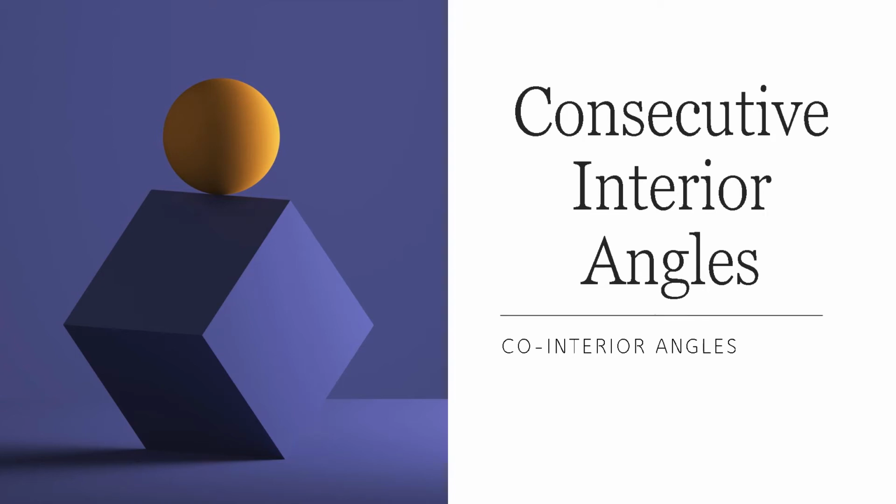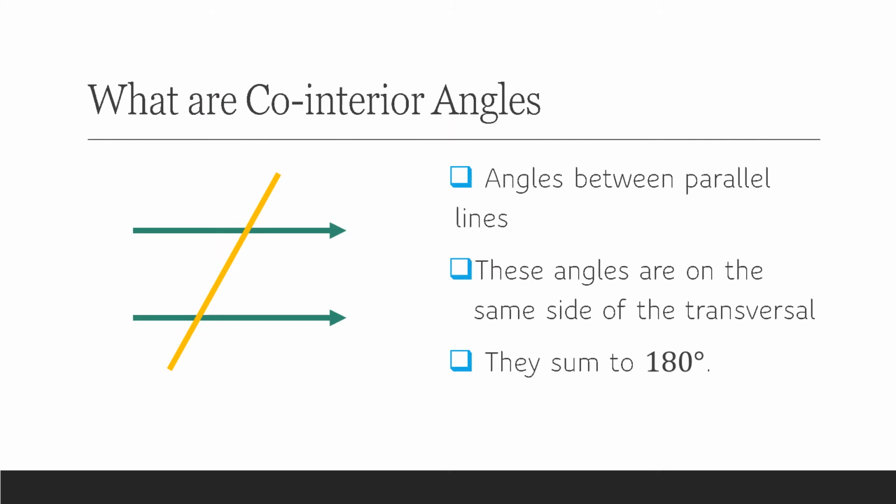Consecutive interior angles or co-interior angles. What are co-interior angles, you might be wondering? These are the angles that are between the parallel lines. These angles are also on the same side of the transversal and they sum to 180 degrees.